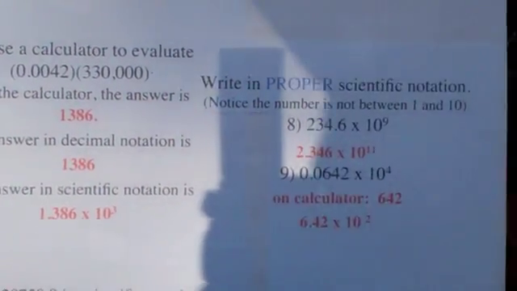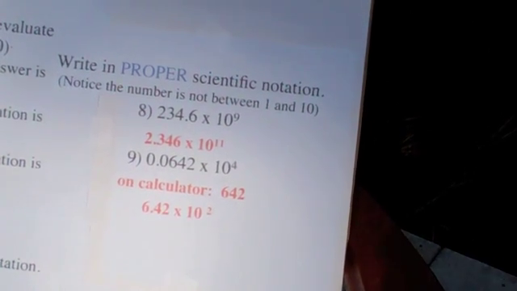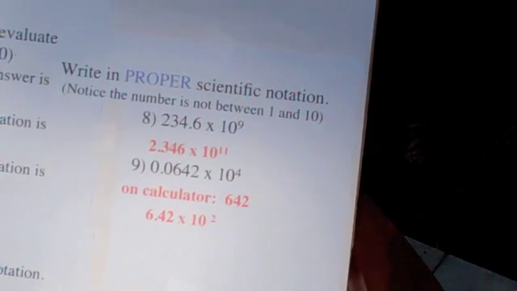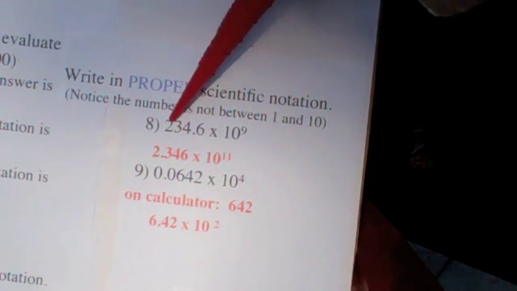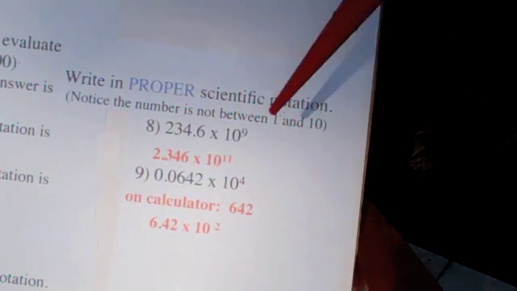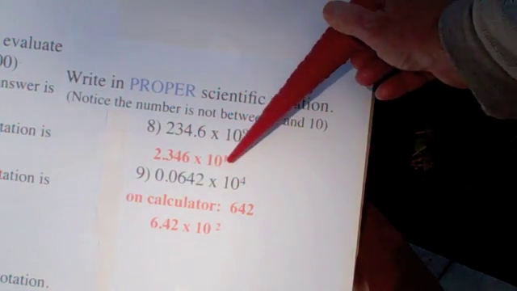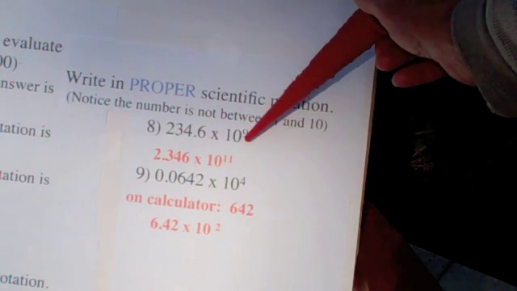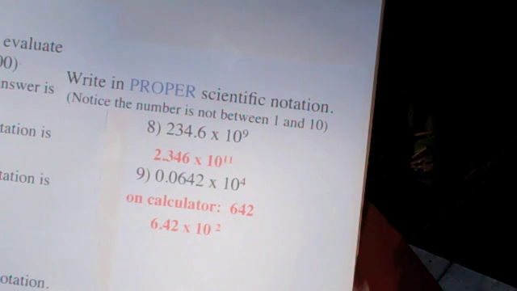Now, this one is a slightly different challenge. Write in proper scientific notation. Notice here we have a number, 234, that's not between 1 and 10. So that is not proper scientific notation. In this case, we have to move 1, 2 decimal places. We started with 9. We add the 2 that we moved to the 9, and we get 11. So our correct scientific notation for this form is 2.346 times 10 to the 11th.